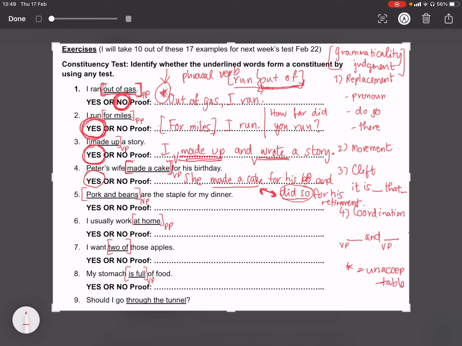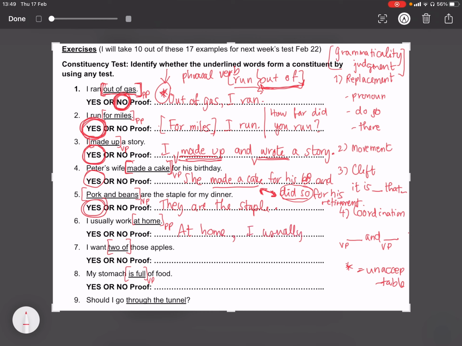Pork and beans can be replaced with they. So you put here, they are the staple for my dinner. I usually work at home. At home, I usually work. Yes, we do that, right?